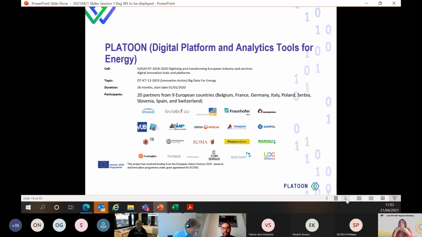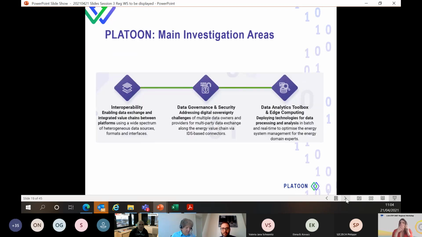Sorry for the noise, but they are doing some works outside, so it's out of my control. Then we, Tecnalia, are the technical coordinators. As part of the project, we have big ICT companies such as Engineering or Indra inside, and also big energy companies such as ENGIE, Veolia, and also some energy consumers such as the municipality of Rome, Poste, and so on. Next slide, please.